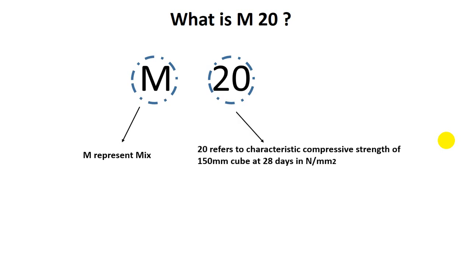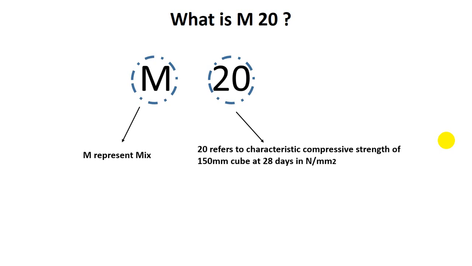Then if we go to 20, it refers to the characteristic compressive strength of a 150 millimeter cube at 28 days in Newton per millimeter square. What is the meaning of that? Here 20 represents the characteristic compressive strength of a concrete after a compressive test of a cube. The cube size is 150 millimeter, and this value is found after curing at 28 days, in Newton per millimeter square. I mean, M represents mix, and 20 represents the grade of concrete. That grade of concrete's compressive strength is 20 Newton per millimeter square. So this is the meaning.